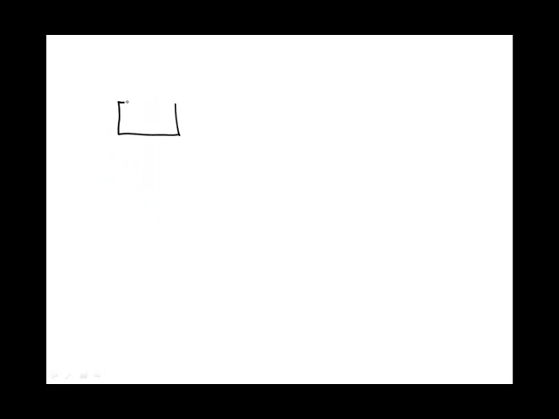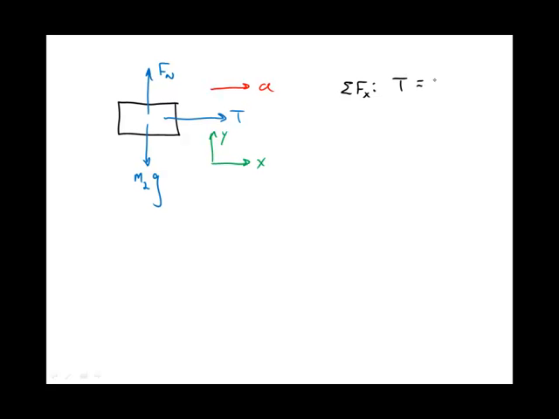Now if I talk about block number 2, I know there's a tension to the right. I know there is a normal force due to the table acting on block 2. And I know there's a gravitational force due to the earth acting on block 2. T is a tension due to the string acting on block 2. So I'll put my x-axis to the right and my y-axis up, and I know my acceleration is to the right. So the sum of the forces in the x direction, I only have one, and that's T. So T must equal m2 times a.